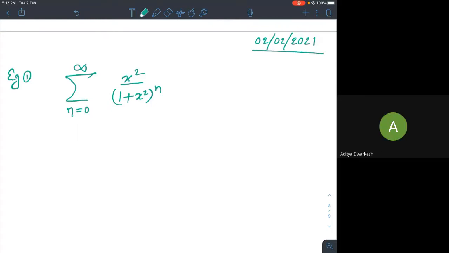Yes. So what is the limit? So the series converges absolutely.